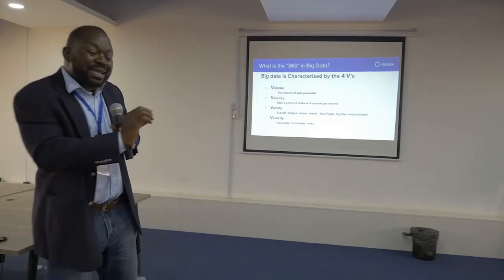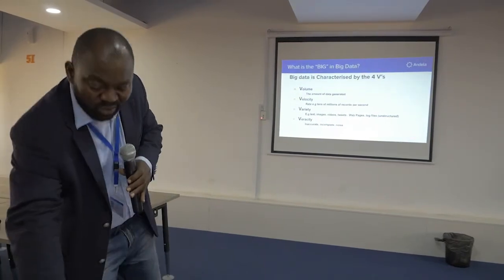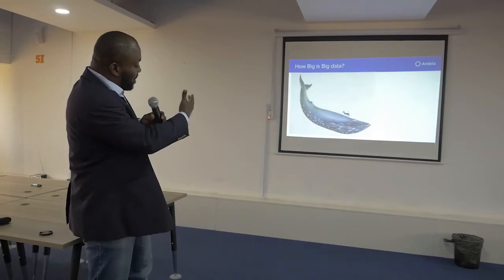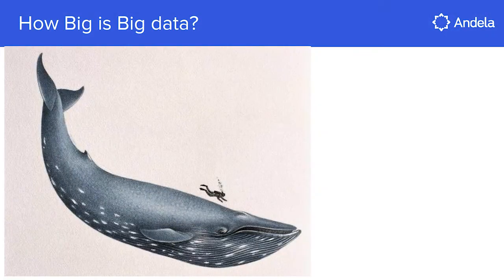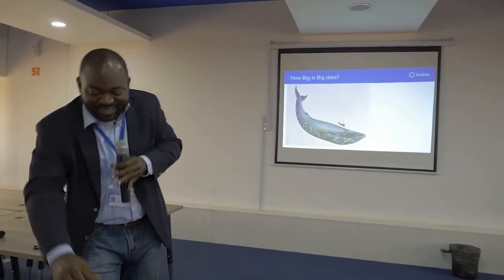So big data is characterized by the 4 V's. That is the challenge, but as we go further, we'll understand. Now, how big is big data? This is just a visual to show it. That's the largest creature currently in the world, the blue whale, and that's a human diver to scale. That gives an idea of a visual way of saying big data.